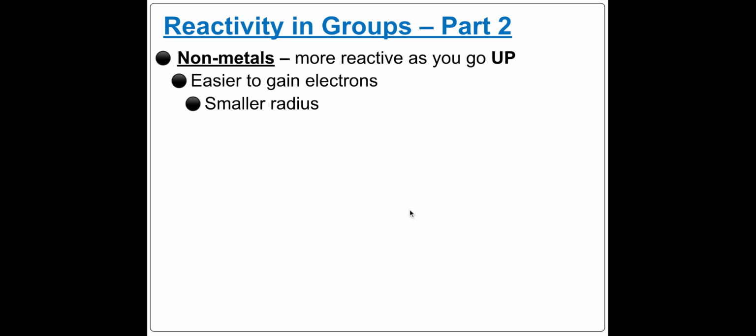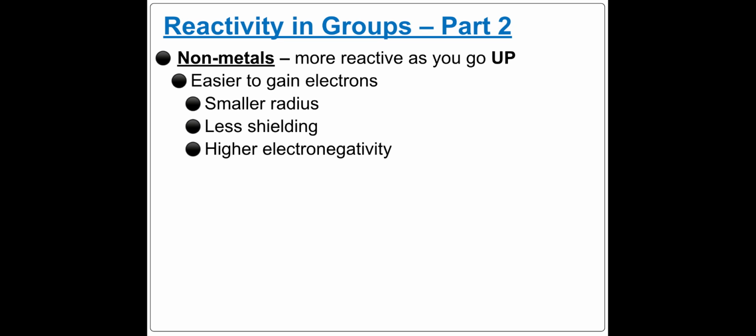They have a smaller radius, so the electrons are going to be closer to the nucleus, and so they're going to feel a greater force, a greater attraction. There's less shielding because you don't have as many energy levels, and this means that you're going to have a higher electronegativity.